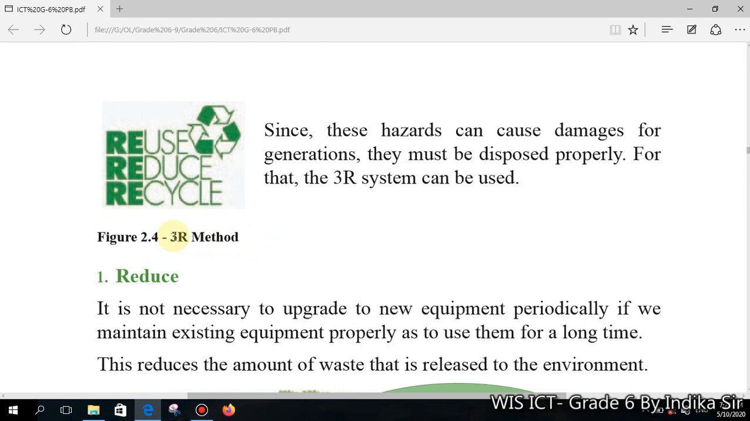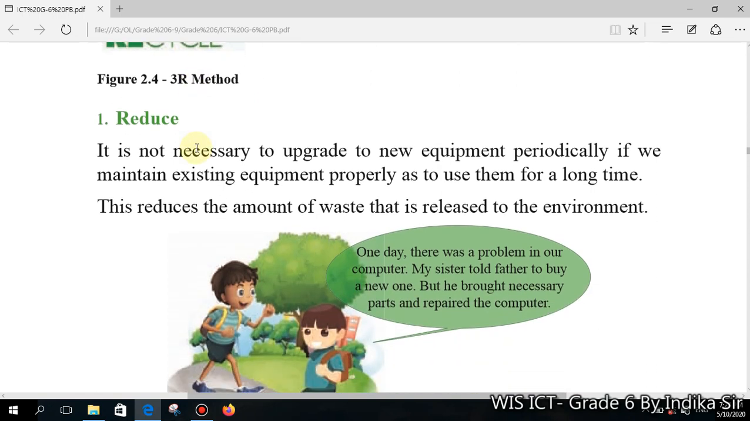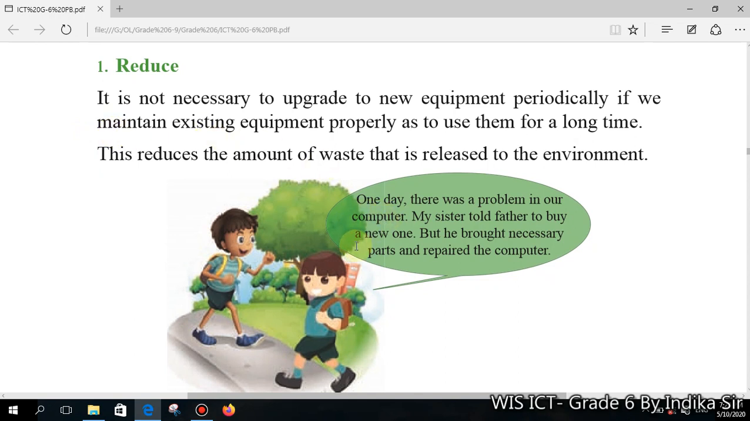Okay, this 3R method has 3 parts. These are called reuse, reduce, recycle. Again, reuse, reduce, recycle. You need to memorize this, it's very important. What is reduce? Now we will see this paragraph.